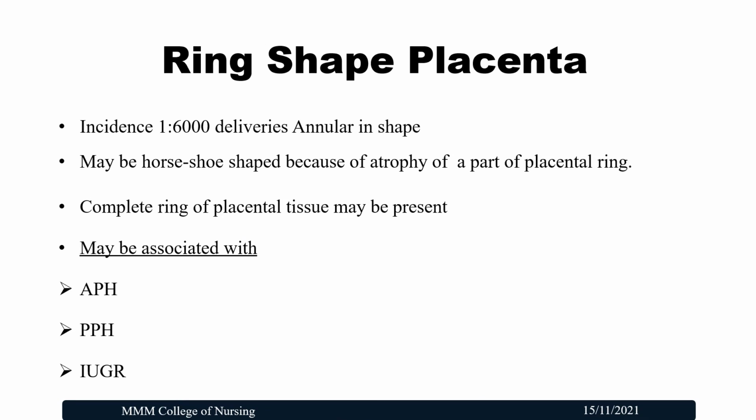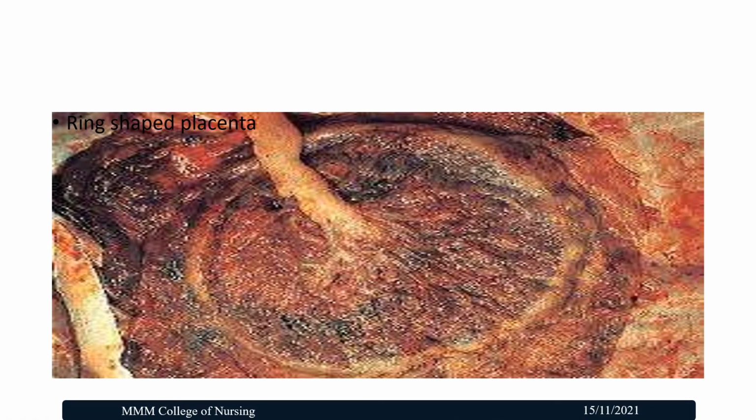The fourth type of placental abnormality is ring-shaped placenta. The incidence of this type of abnormality is 1 in 6,000 deliveries annually. It may be horseshoe shaped because of the atrophy of part of the placental ring. A complete ring of placental tissue may be present, and it may be associated with APH, PPH or IUGR. In this picture you can see the ring-shaped placenta.